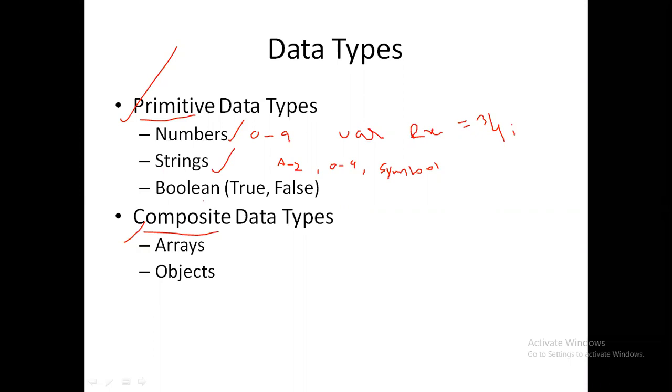Then coming to the boolean data type, I can store something called yes or no, or we call it true or false. So I can have this kind of data type.